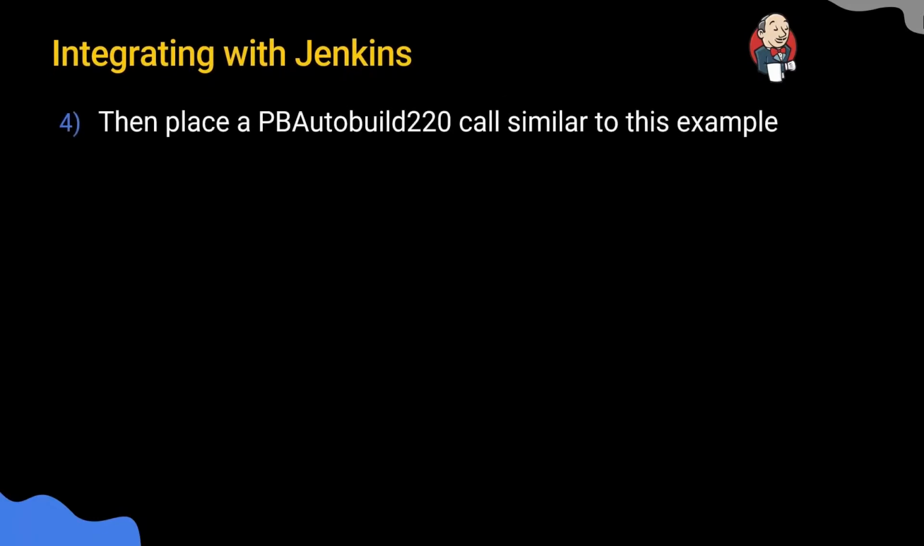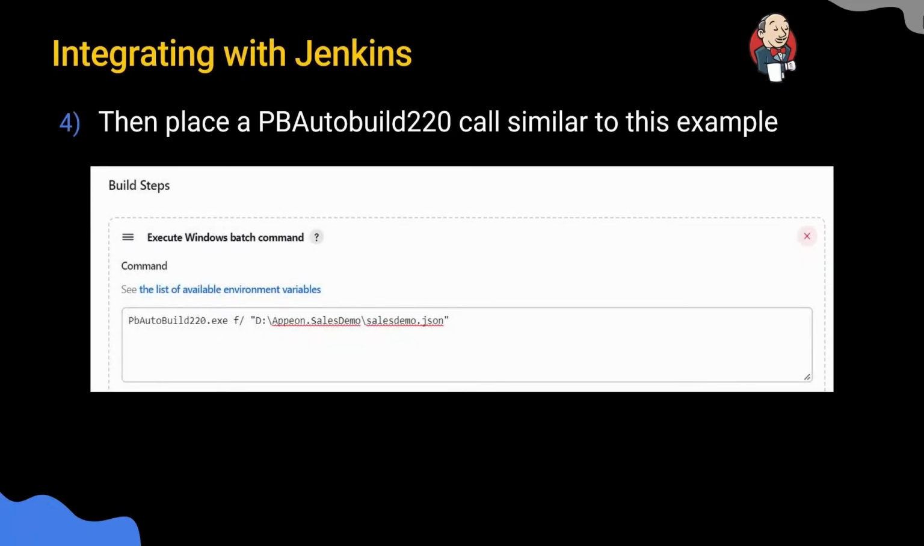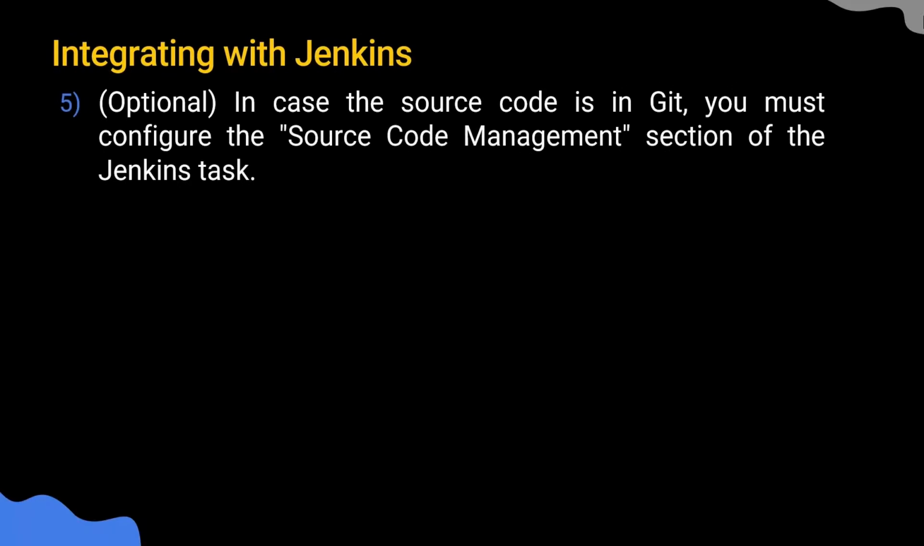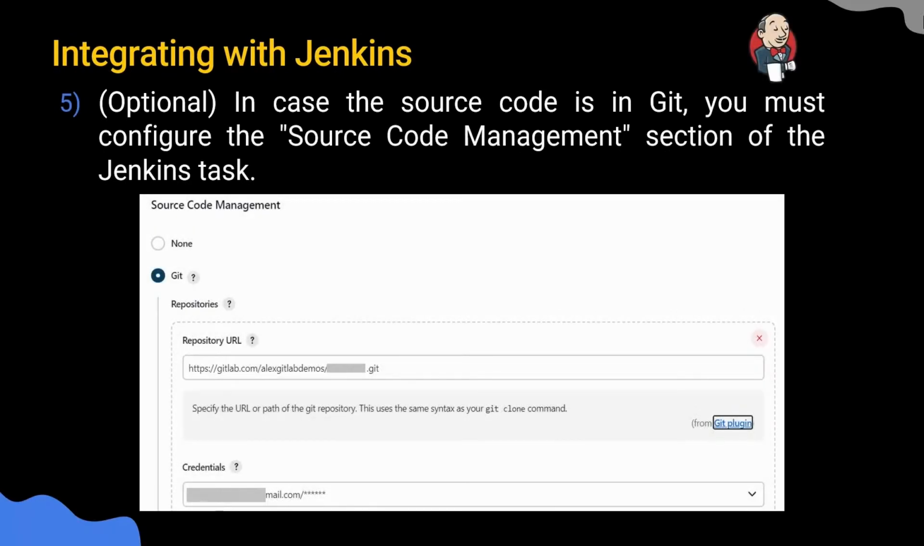This option will open a text box to place a Windows command. In this case, we'll use the PBAutoBuild.exe command following the format we saw earlier or the example in this image. In this example, we aren't considering log files because Jenkins automatically saves the output each time the task runs. We'll see this part in the demo. Optional: in case the source code is in Git, you must configure the source code management section of the Jenkins task.